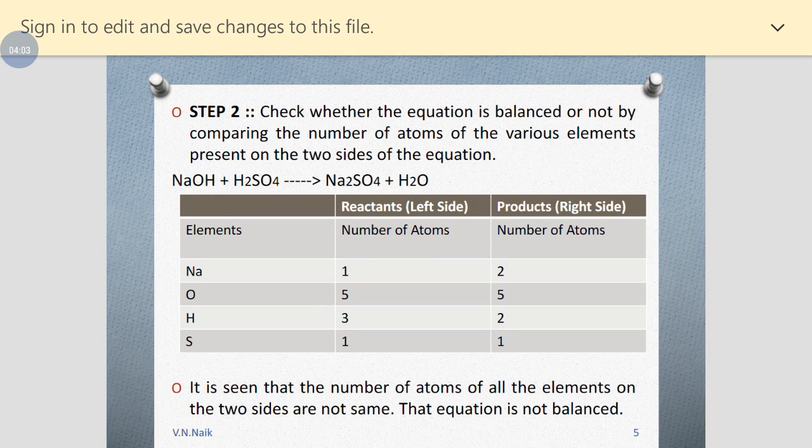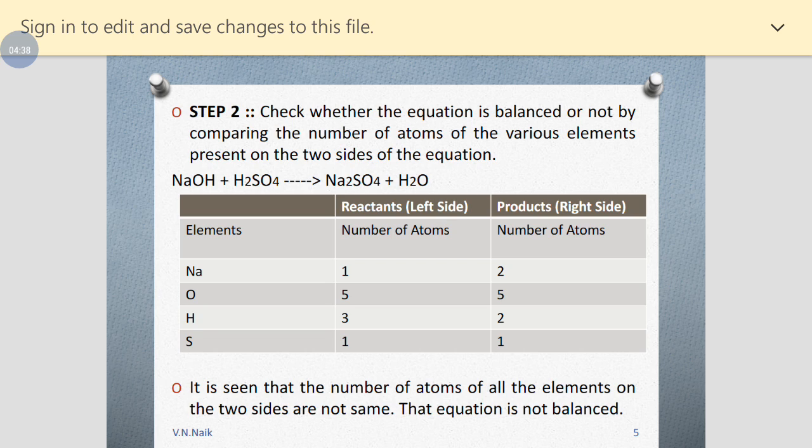Second step: check whether the equation is balanced or not by comparing the number of atoms of the various elements present on the two sides of the equation. If we consider the equation NaOH plus H2SO4 is equal to Na2SO4 plus H2O, we consider the table: elements, reactants left side, products right side.